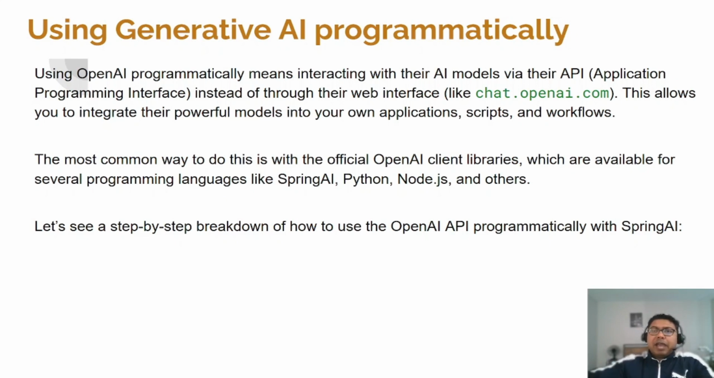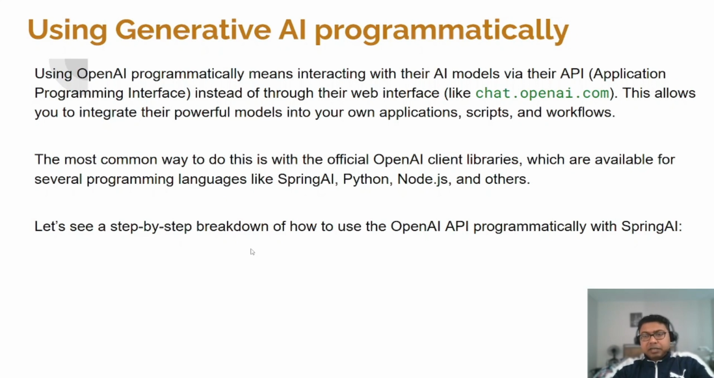We will be doing this behind the scenes programmatically. This is the example where we'll see in a moment how it can be done. The most common way to do this is with the official OpenAI client libraries, which are available for several programming languages like Spring AI, Python, Node.js, and others. Let's see step by step how it can be done with Spring AI.